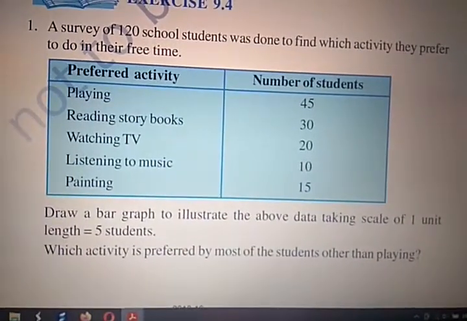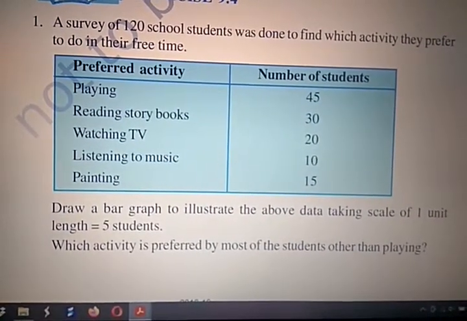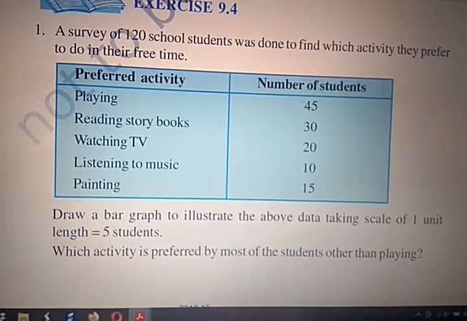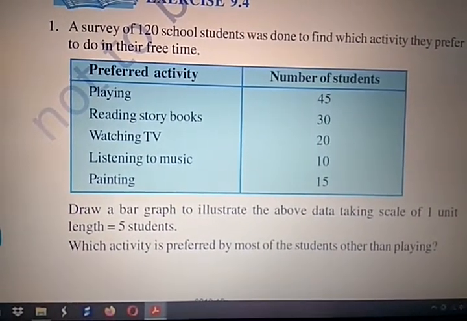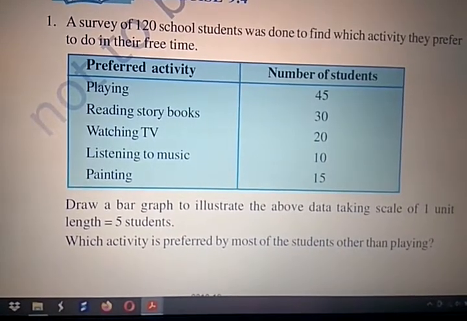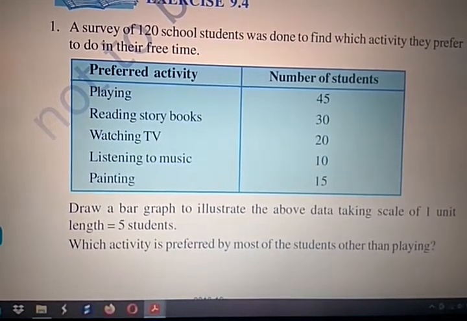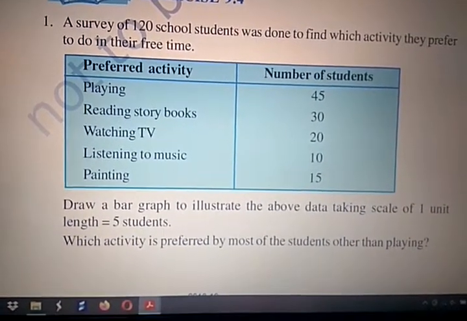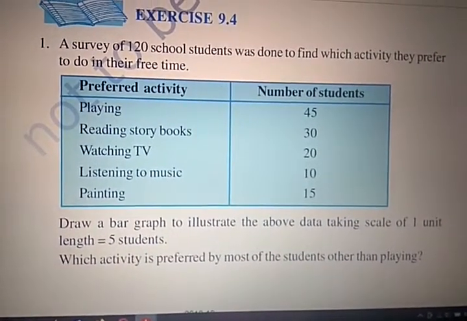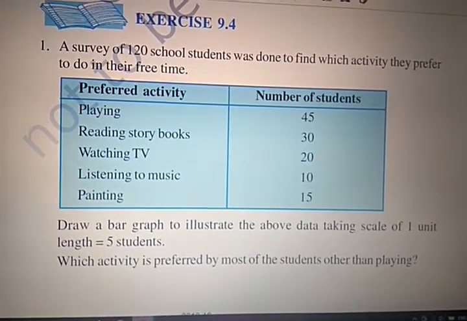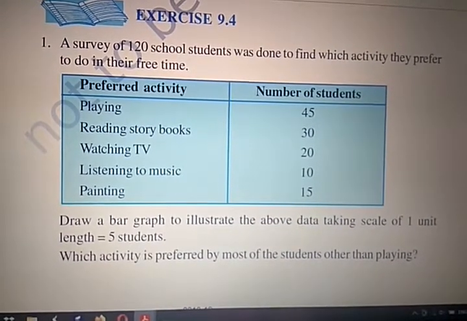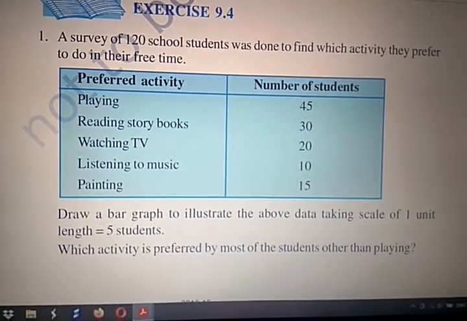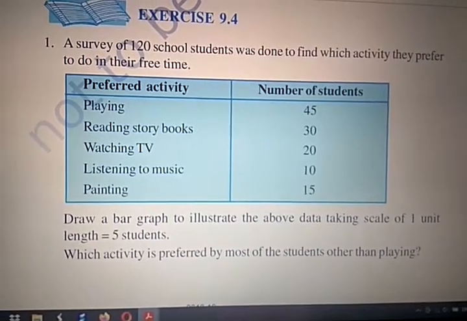Now the last question: which activity is preferred by most of the students other than playing? So other than playing, reading storybooks is the preferred activity selected by the students, that is 30. So question number 1 is over. This way you can do question number 2, 3 and 4 as homework.